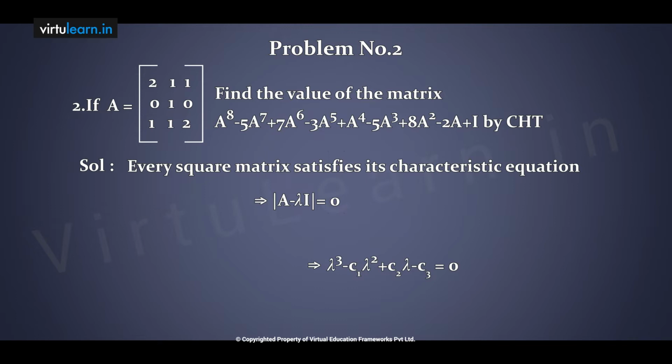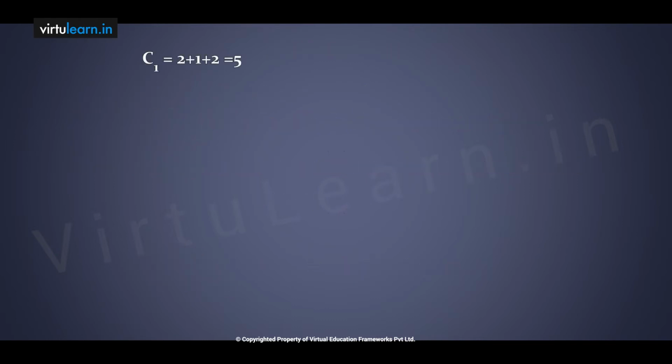Now I am considering directly the characteristic equation: determinant of [2 minus lambda, 1, 1; 0, 1 minus lambda, 0; 1, 1, 2 minus lambda] equal to 0. C1 equals the sum of the principal diagonal elements. 2, 1, 2 are the principal diagonal. C1 equals 2 plus 1 plus 2 equals 5.